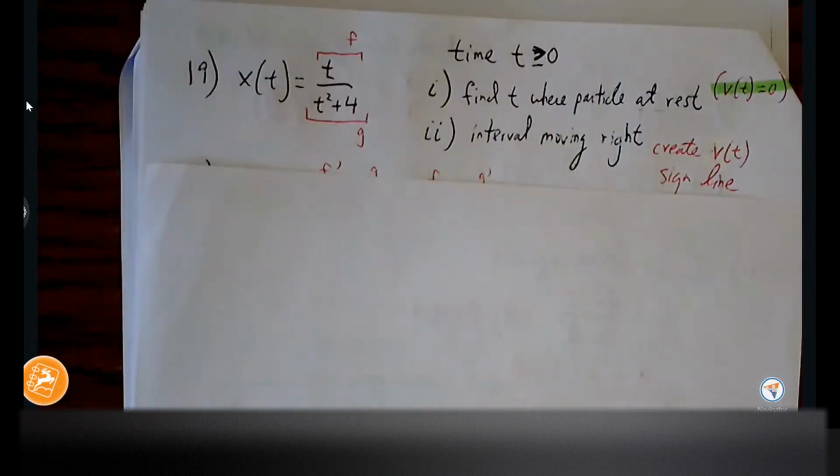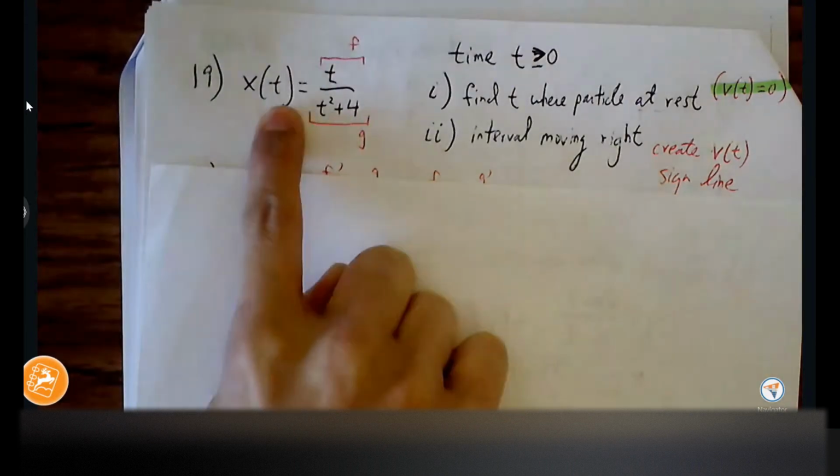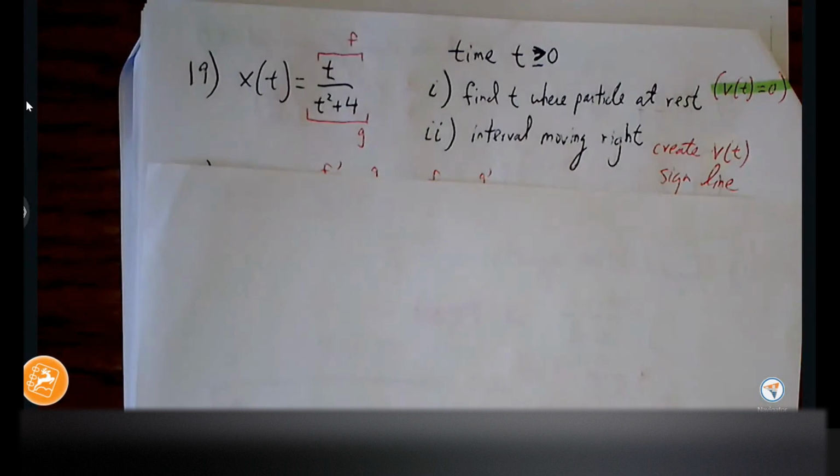So here's our position function. This particle is moving along the x-axis. Any t-value we put in will give us a number. That number will tell us where that location is of the particle on the x-axis. For part one, we're going to figure out when is the particle at rest. And the strategy to do that is get to the velocity and set the velocity to 0. And velocity is basically the first derivative of position.